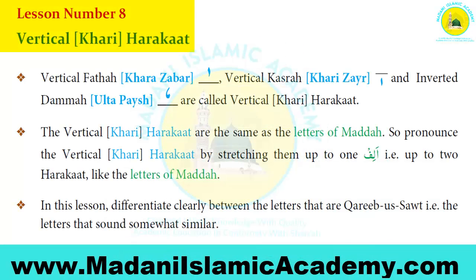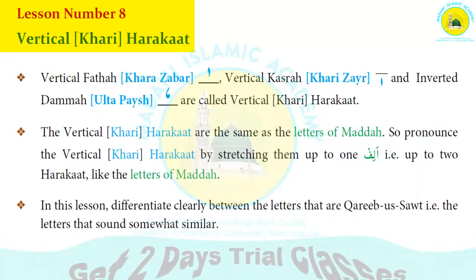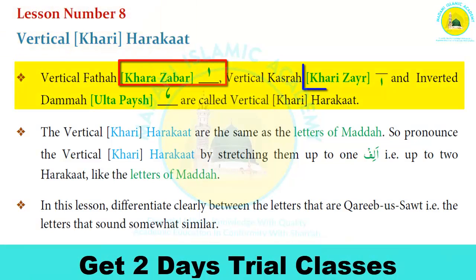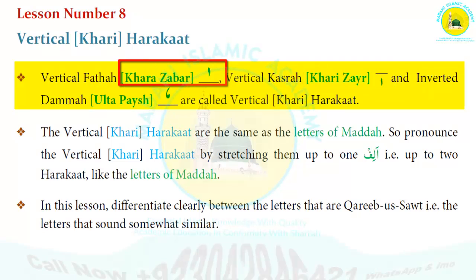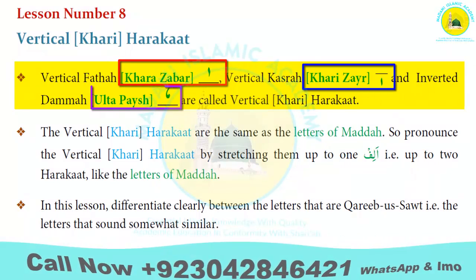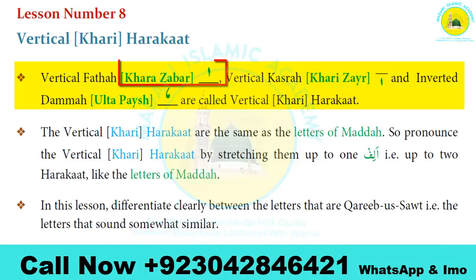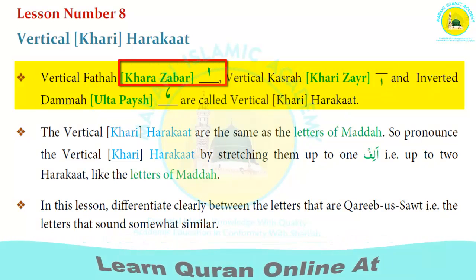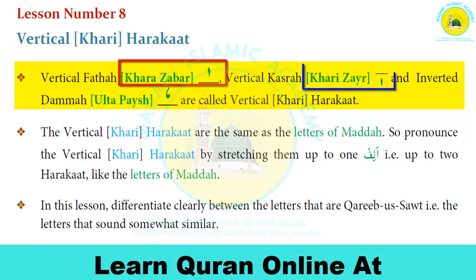Lesson number 8 is khadi harakat. Now we say khada zabar, khada zer and ulta pesh. Khada zabar is always on top of a letter. Khadi zer is on the bottom of the letter, and ulta pesh is this symbol here.